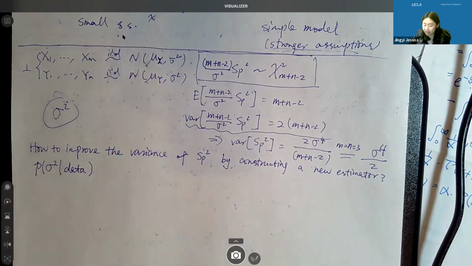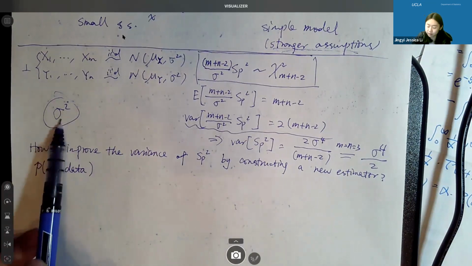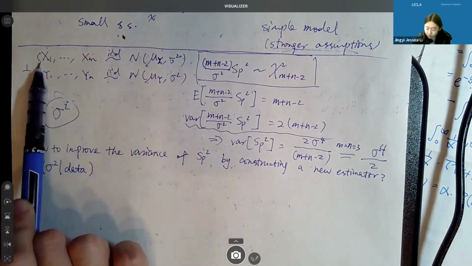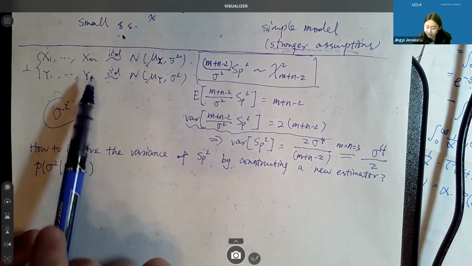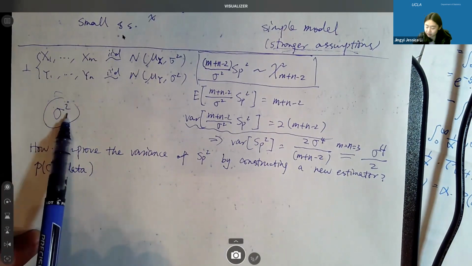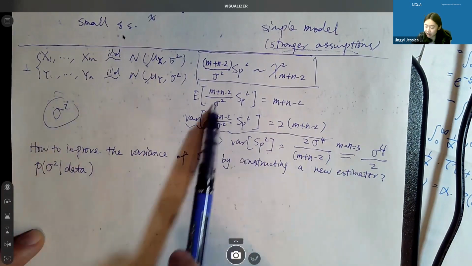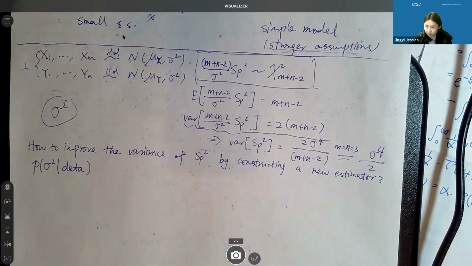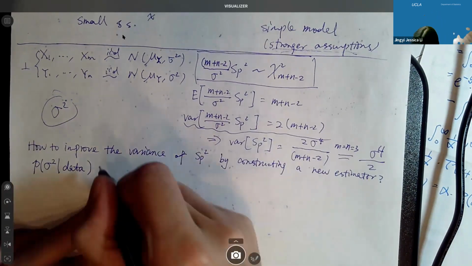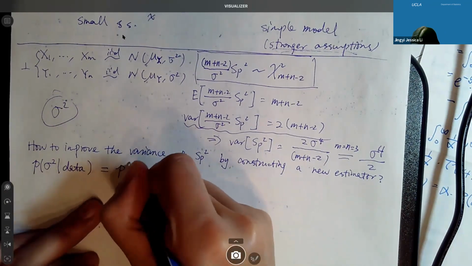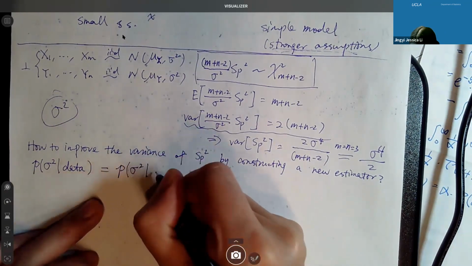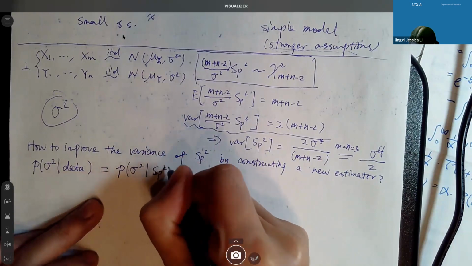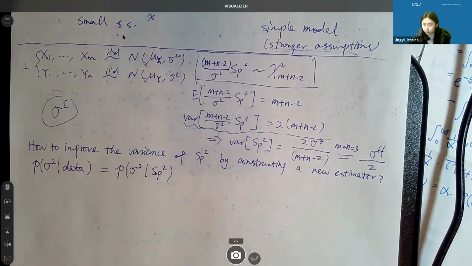And now the data, all the data information about sigma square, right? All the information in my x1 to xn, y1 to yn that can help me inform sigma square is in the SP square. So SP square is just a data summary that carries all the information about sigma square. So in this case, I can assume that I will put this posterior as this. In other words, I use SP square to represent my data.